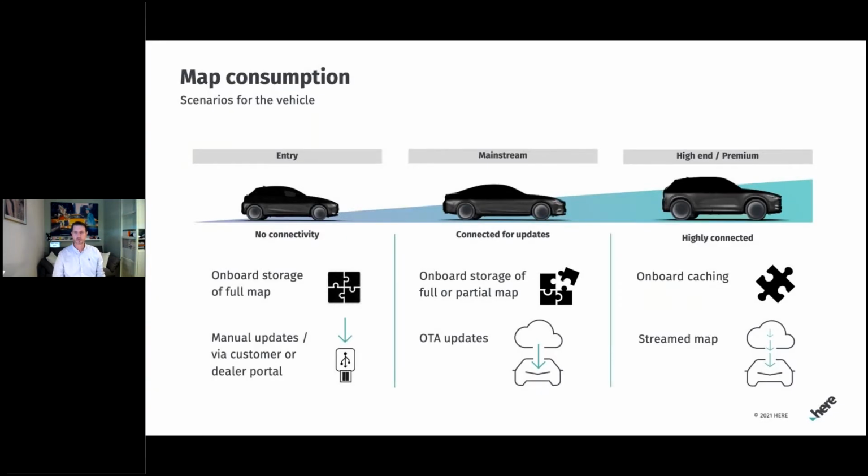And before we talk about NDS, let's quickly talk about market needs. I believe they can be clustered into three segments. We're looking at the connectivity scenarios. We have no connectivity at the reasonably priced low end. Here, onboard storage of a full map and manual updates are highly likely because of cost reasons. In the mid-range, we already see a good adoption of using connectivity for map updates, either full or partial. And on the high end, we see highly connected systems that bring fresh and detailed data into vehicles to power advanced driver assistance systems, navigation, and automated driving features.